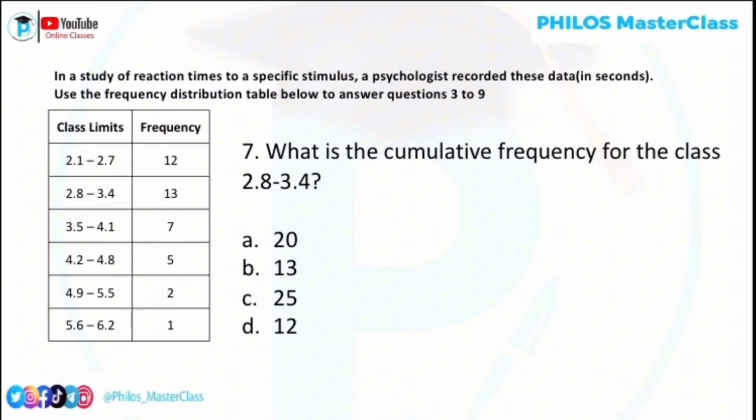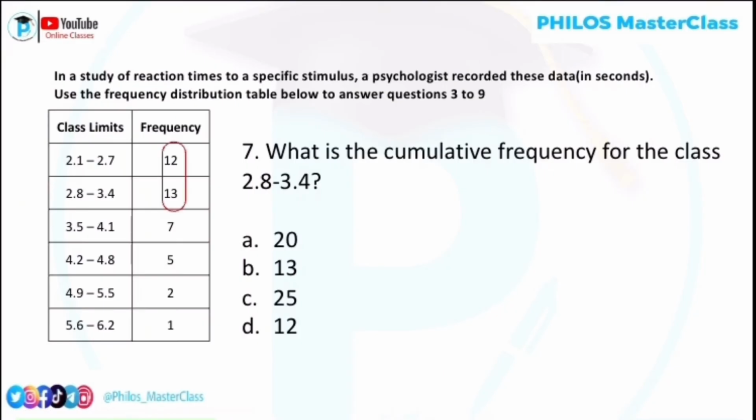So let's proceed to the next question. This question says, what is the cumulative frequency for the class 2.8 to 3.4? To find the cumulative frequency for the second class, which is class 2.8 to 3.4, this is what we are going to do. We are going to add all frequencies from the beginning up to the class we are finding its cumulative frequency. So we are finding the cumulative frequency for the second class, isn't it? So to get a cumulative frequency for the second class, you need to take from the first class up to the second class and add them together.